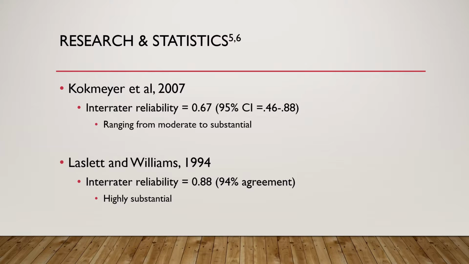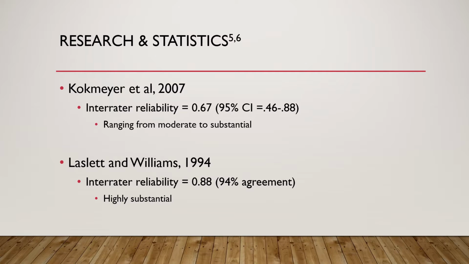The next study by Laslett and Williams in 1994 assessed the inter-rater reliability of 7 pain provocation tests for pain in the sacroiliac joint in 51 low back pain patients. They were assessed by one examiner and another drawn from a pool of 5. The inter-rater reliability is 0.88 with a 94% agreement, being highly substantial. As you can see, studies concerning the reliability of individual sacroiliac tests have inconsistent results.